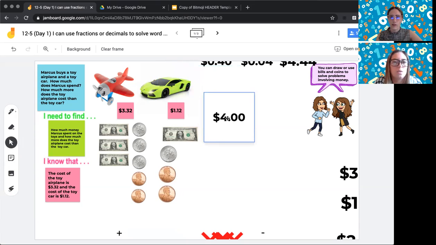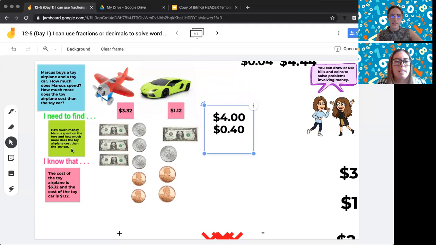So we have $4. What should we count next? Let's count the dimes because they represent tenths. 10, 20, 30, and 40. So I have 40 cents in dimes. Beautiful. Let's count the pennies next.